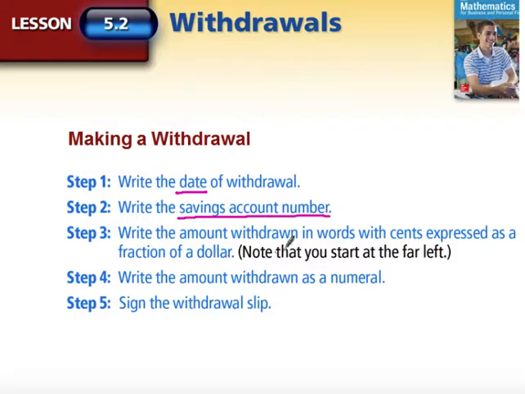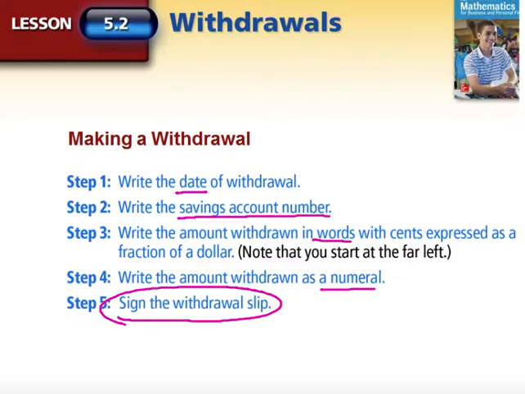Then you're going to write the amount withdrawn in words with cents expressed as a fraction of a dollar. That's the same way that we did that on a check. Then you're going to write it in words, and then you're going to write it as a numeral. And then, of course, because you're withdrawing the money from your bank account, you'll be required to put your signature on the withdrawal slip so that they can verify that that's your account.